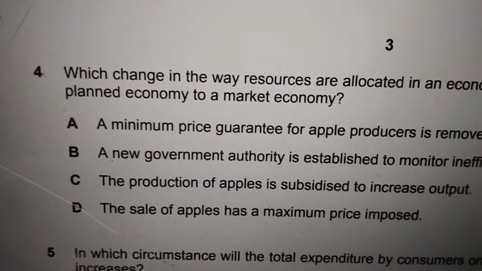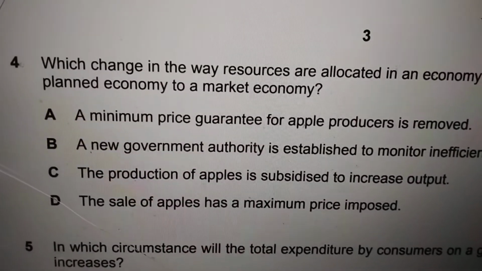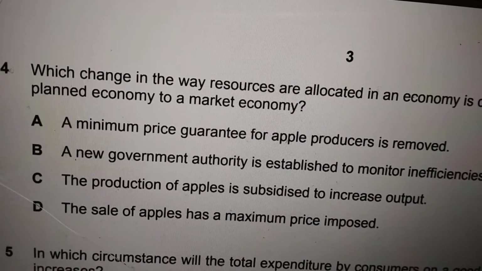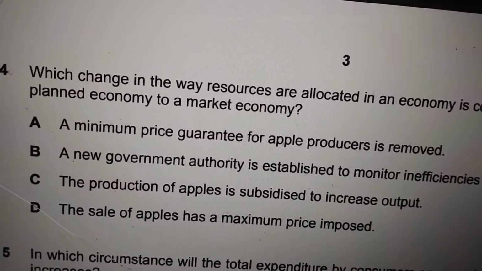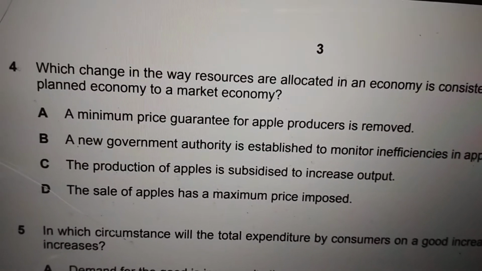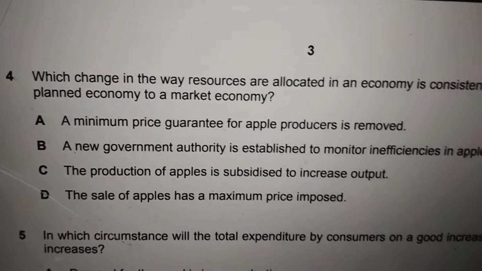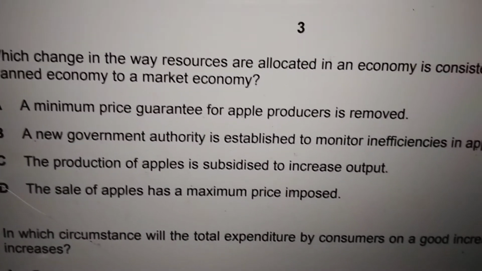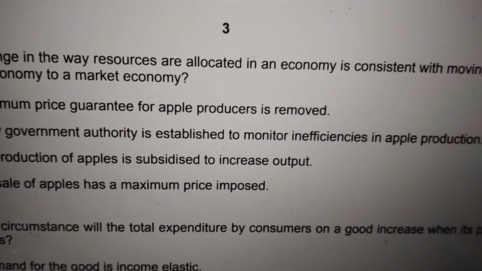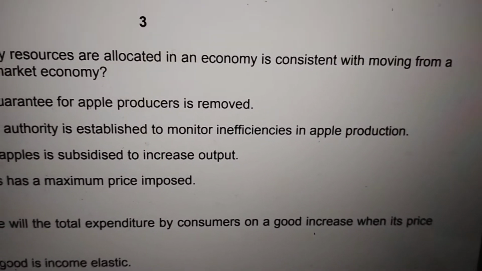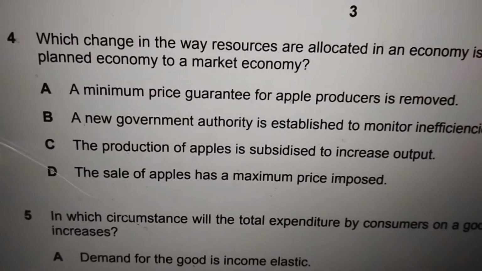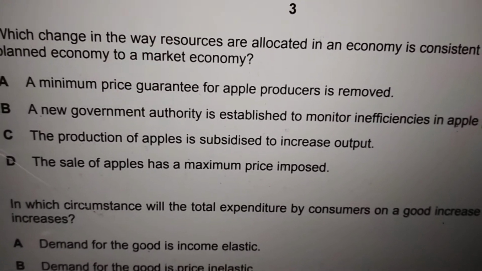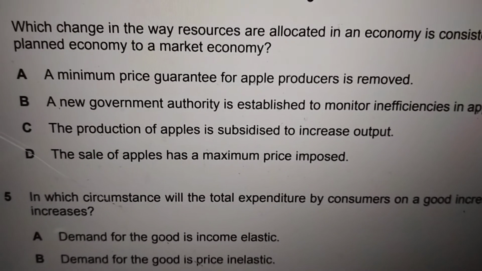Now looking at question number 4, again I'll repeat, March 2020. This is the AS level paper. Question number 1 till 10 we are solving. So this is question number 4. Which change in the way resources are allocated in an economy is consistent with moving from a planned, that is government controlled economy, to a market economy which is controlled by the private producers.